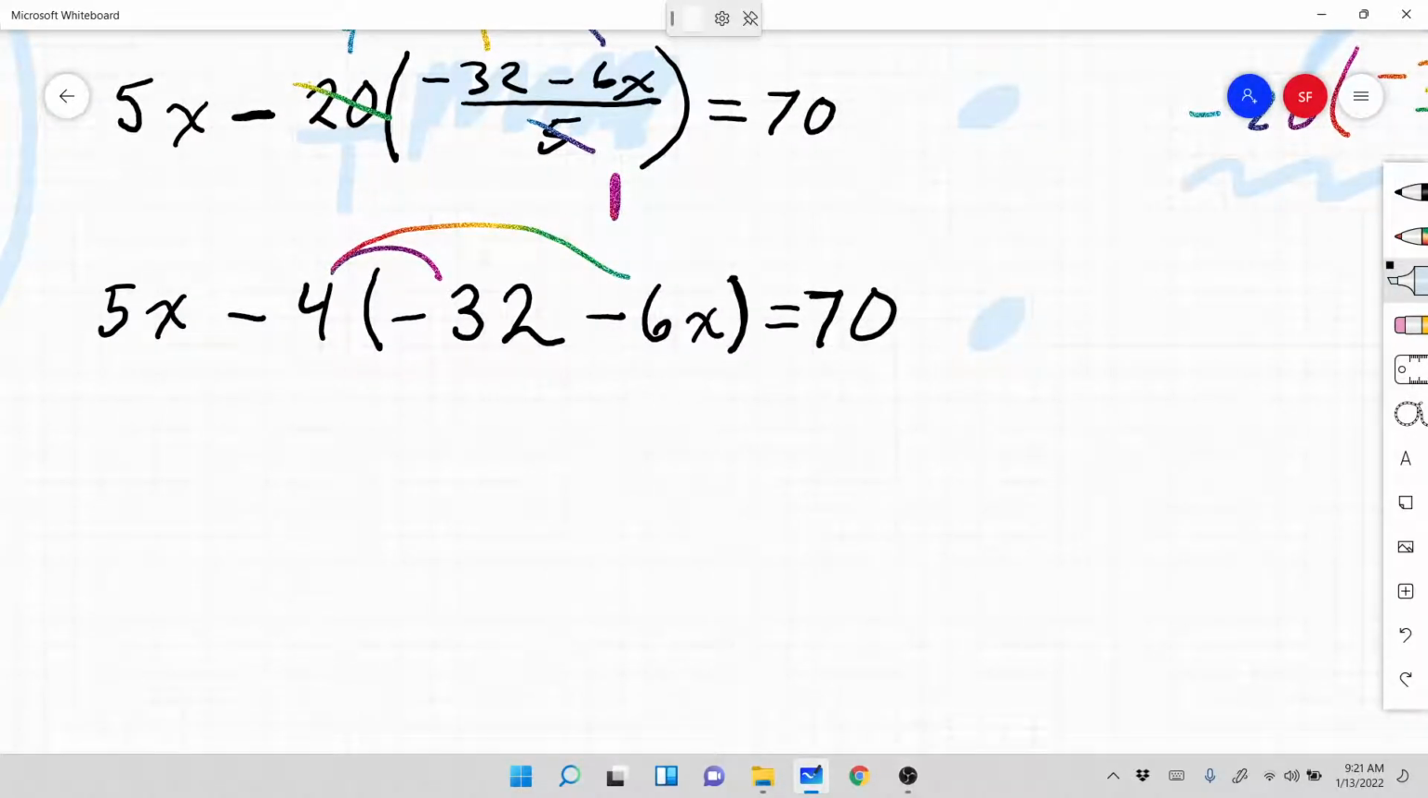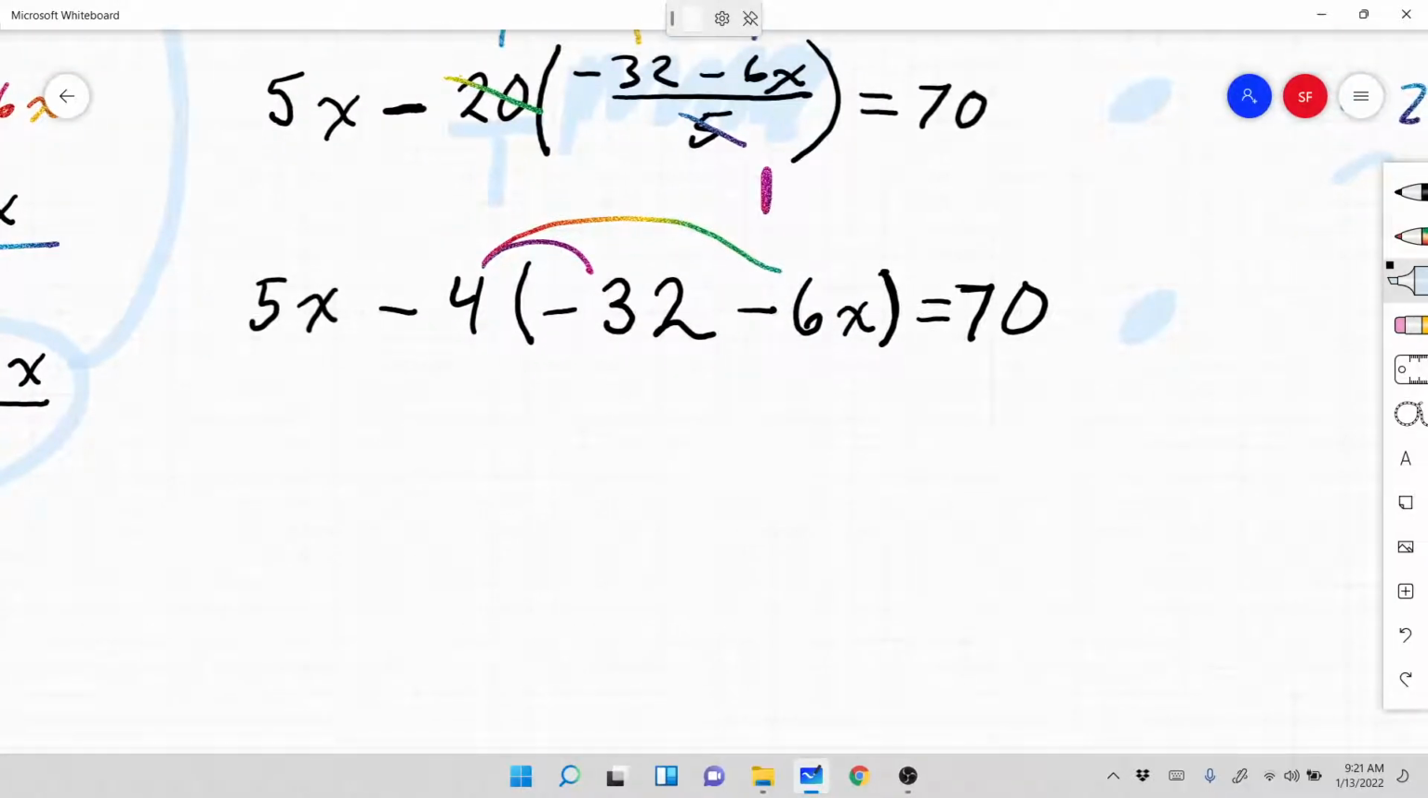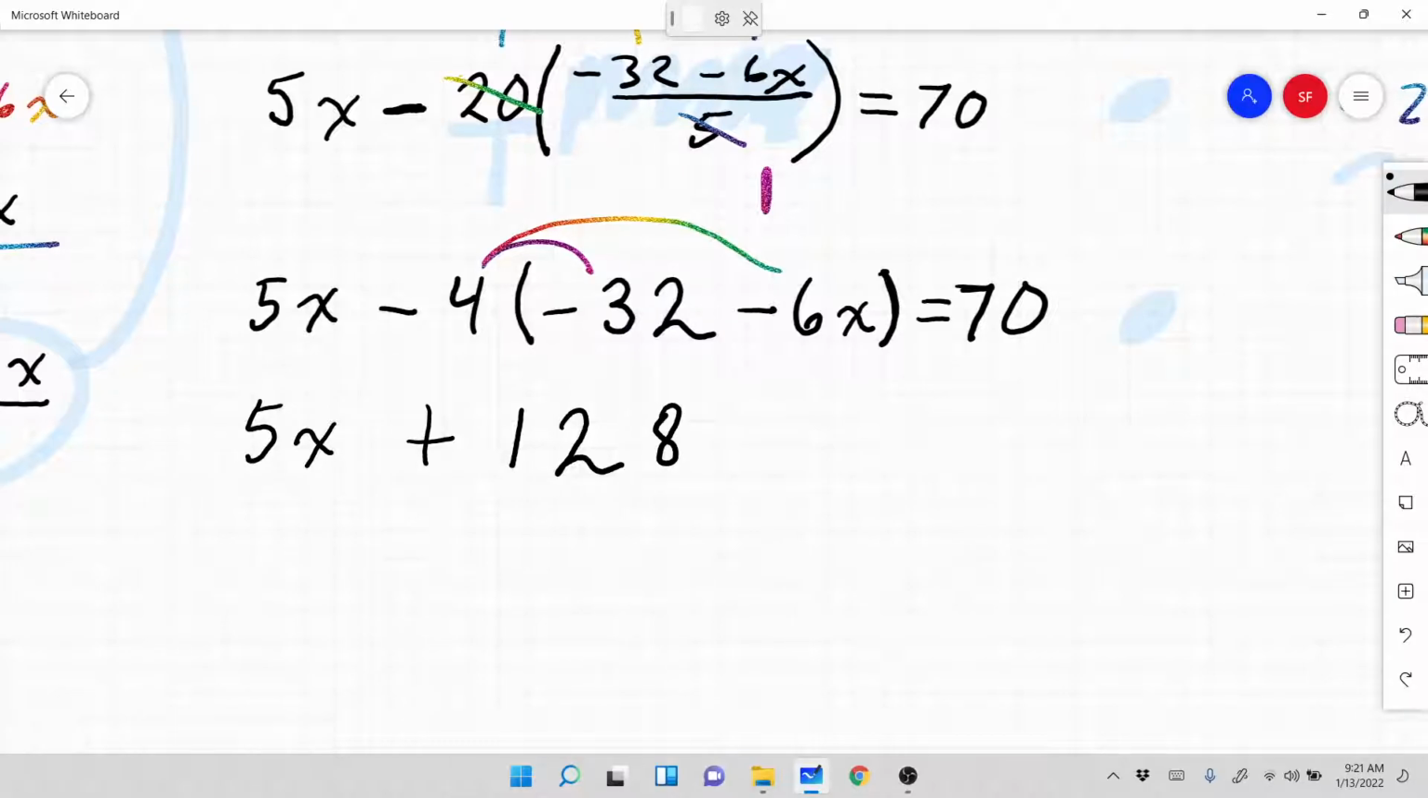All right. So what's negative 4 times negative 32? 120. You're so close. Positive 128, not 120. Or did you say that and my ears deceived me? You said negative. Okay, well, there you go.